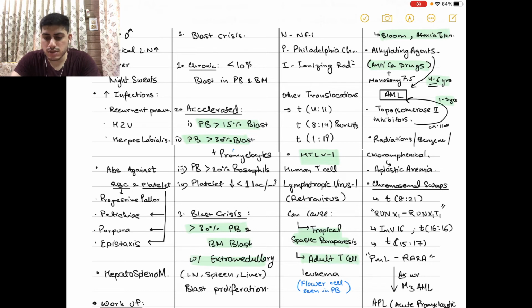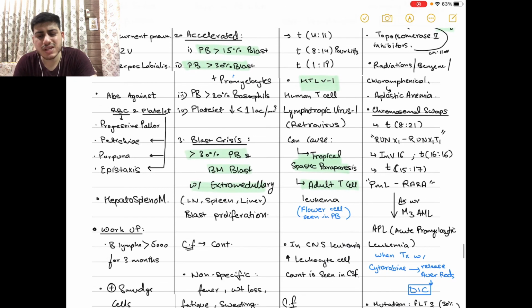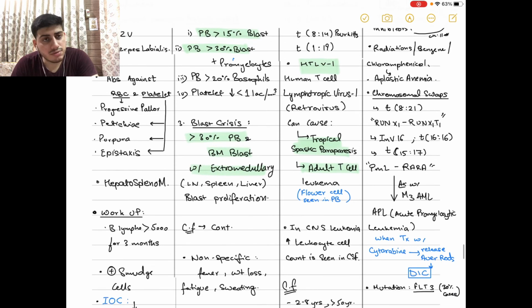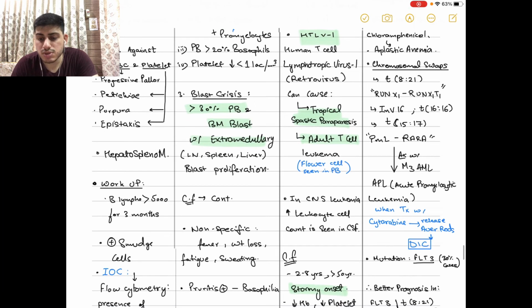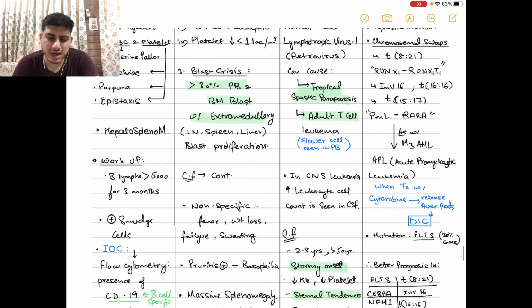Similarly, topoisomerase 2, if there is a chromosomal defect of chromosome 11, then it will take about 1 to 3 years to cause AML. Then obviously radiations, benzene, chloramphenicol. Radiations and benzene you must have read already in previous sections. And chloramphenicol causes aplastic anemia, which also predisposes. Then chromosomal swaps are there. Chromosomal swaps are a simpler term for translocation, as I told you earlier.